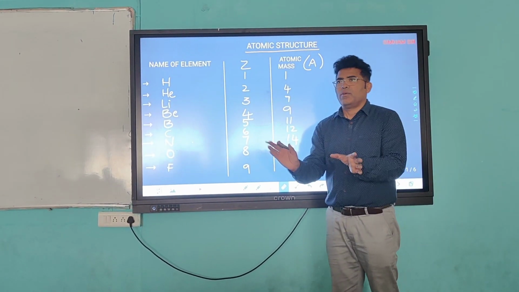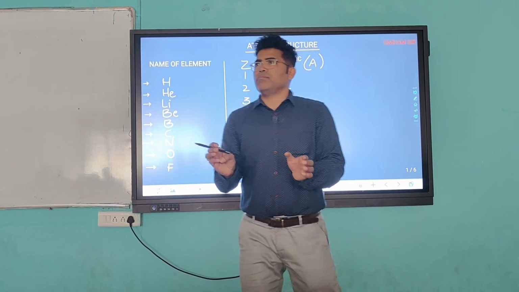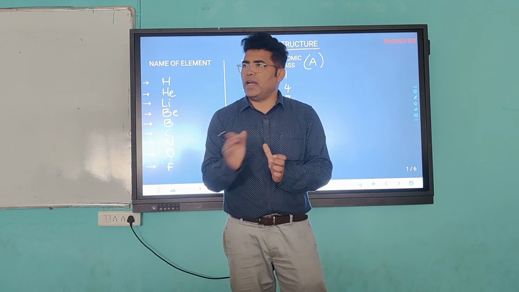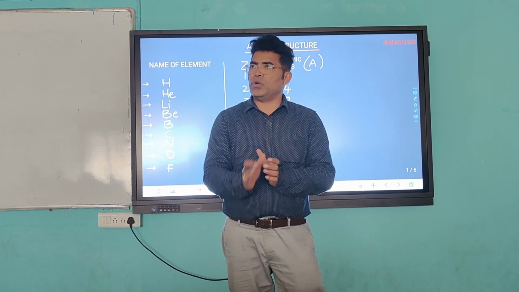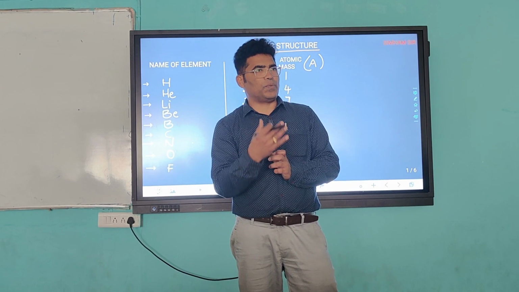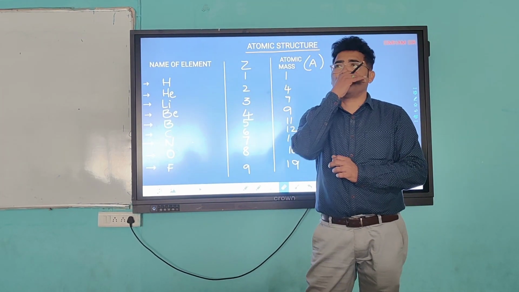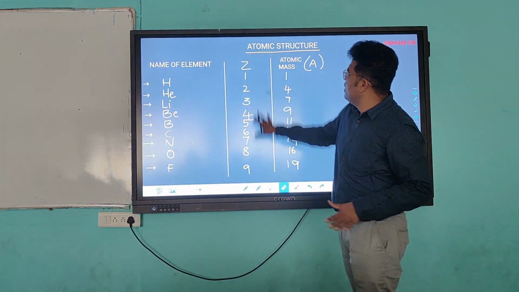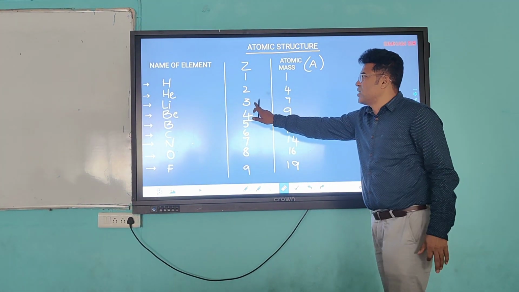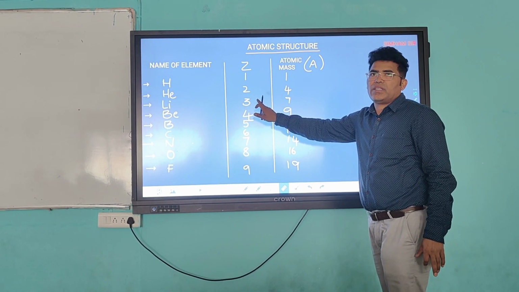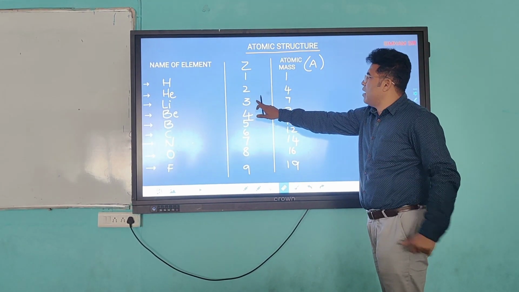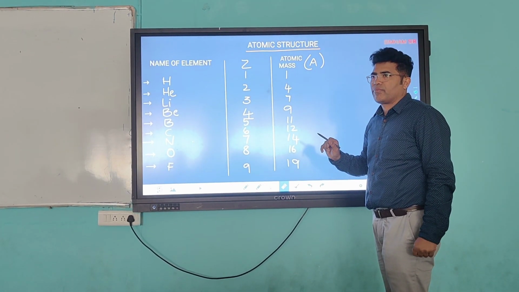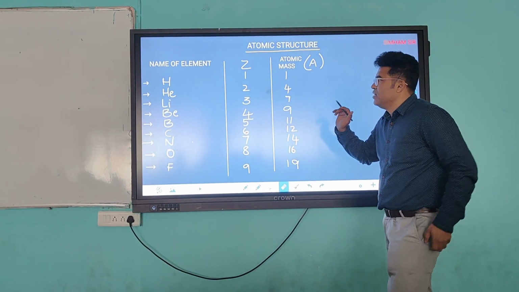In the atom, the fundamental particles are electron, proton, neutron. To know how many electrons, protons, neutrons are there in the atom, you should learn atomic number and mass number by heart. For example, lithium: atomic number 3, mass number 7.